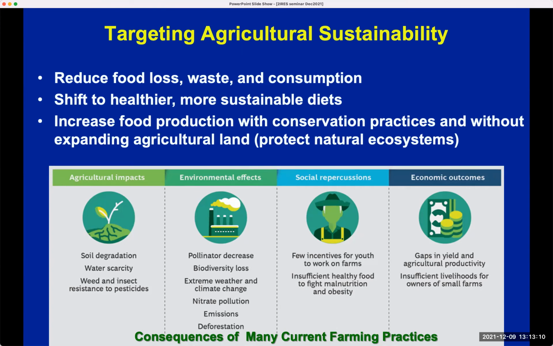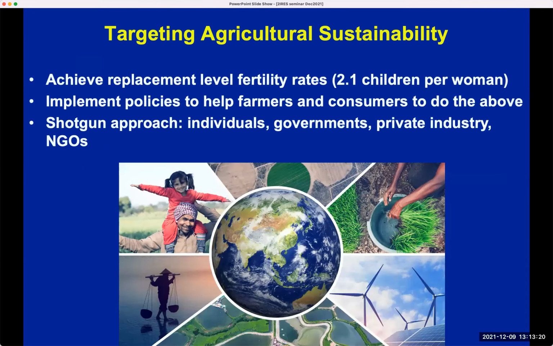Increase food production with conservation practices, and protect natural ecosystems. We don't like to talk about consumption in the United States. We don't like to talk about population, but it would help if the replacement level for birth rates were eventually 2.1. And I'm just summarizing what all the science shows. Implement policies to help farmers and consumers.